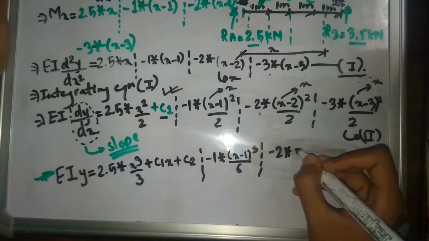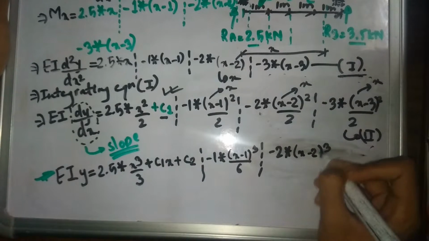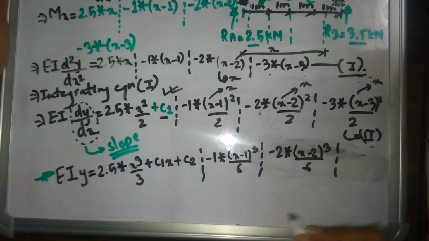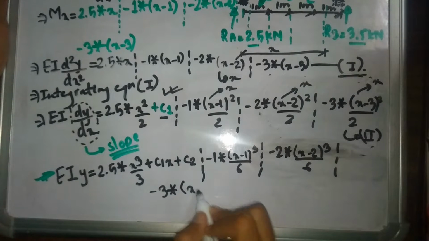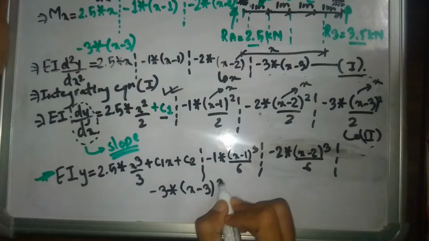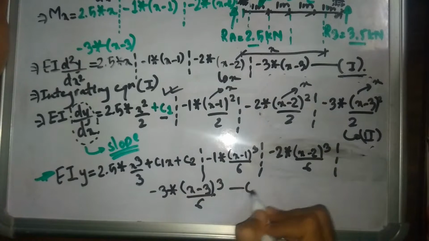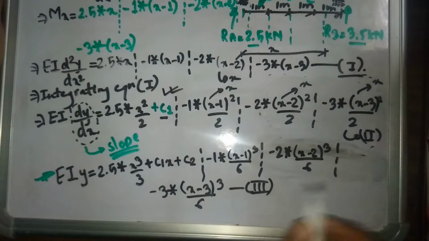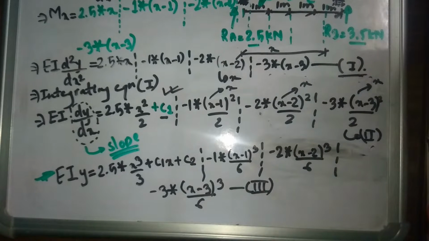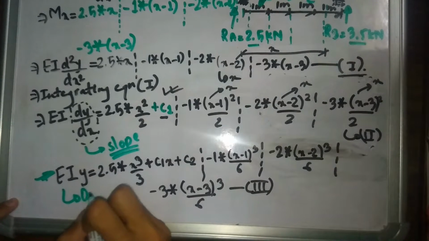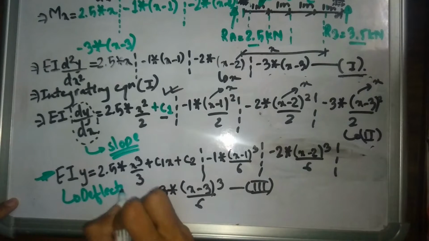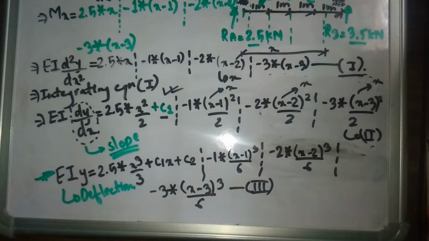So integrating this, we're going to get x minus 2 cube divided by 6. Again draw this line, so let me write down over here, minus 3 into x minus 3 cube divided by 6. So it's going to be my equation 3. As I explained before, we're going to use equation 2 for our slope, while we're going to use our equation 3 in order to calculate our deflection. Here our y represents our deflection. So in this way, we have found out our important equations, equation 1 and 2.